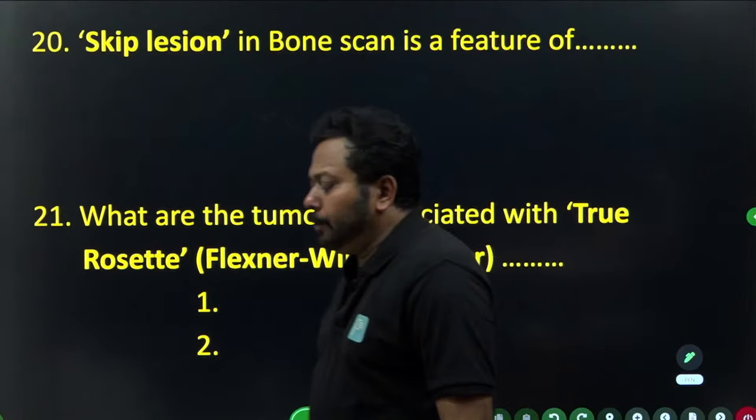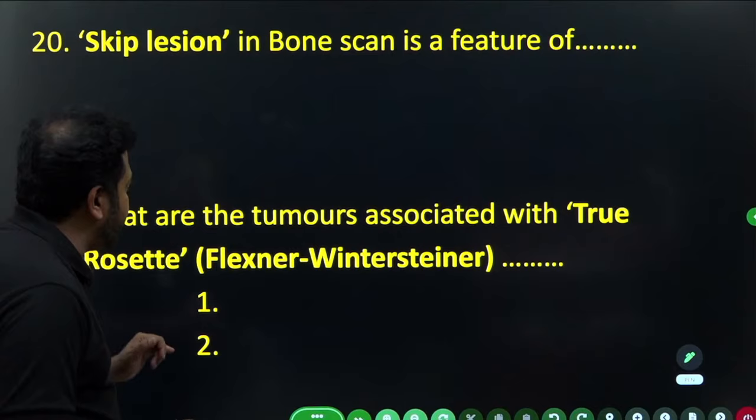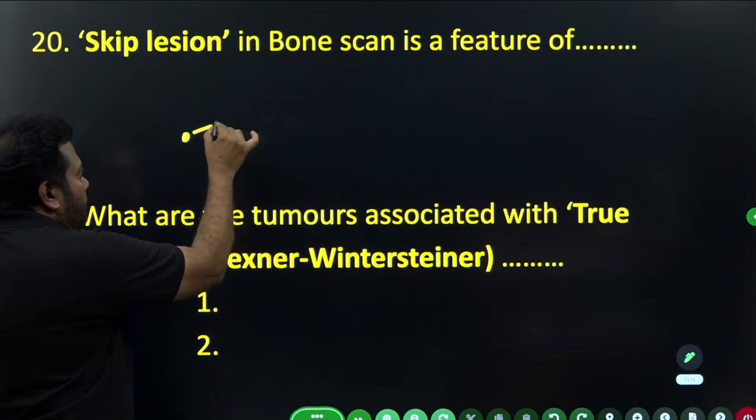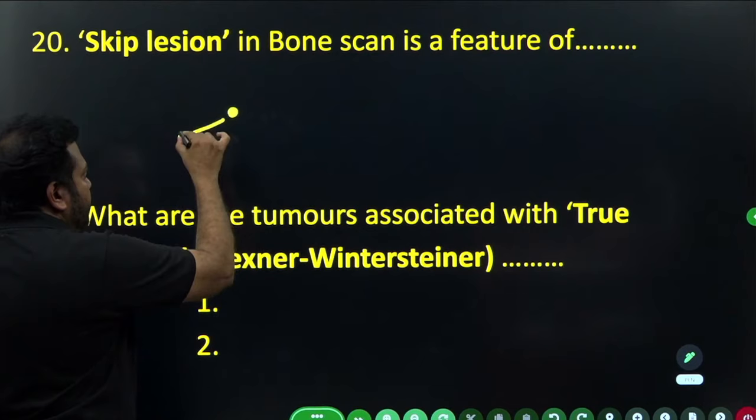Skip lesion in bone is a feature of. First of all, dear friends, I want to tell you, skip lesion means in one area tumor will be there, in the same bone, the rest of the bone will be normal, and in another area it will show you tumor cells. This is called a skip lesion, not continuous, skipped.